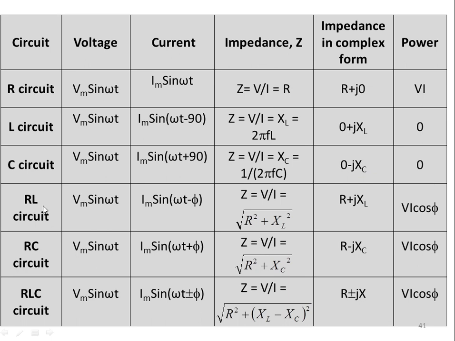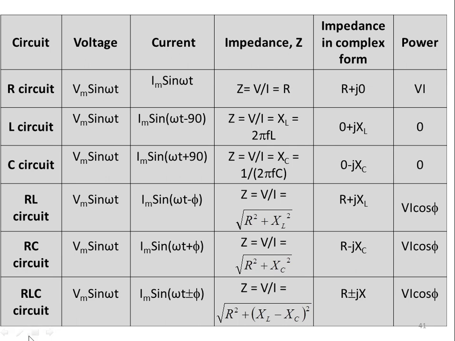Now coming to the RL circuit and RC circuit. In the case of an RL circuit, supply voltage is Vm sin omega t. Current is lagging voltage by an angle phi, so it is Im sin omega t minus phi. Impedance is given by root of R square plus XL square, so you get R plus jXL, and power is VI cos phi. Which power? Active power. Now coming to the RC series circuit, current is leading voltage by an angle phi. Impedance is Z is equal to root of R square plus XC square. In complex form, here it is lagging, so R minus jXC. So power is VI cos phi.